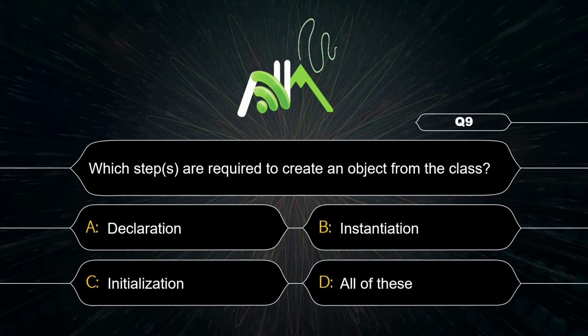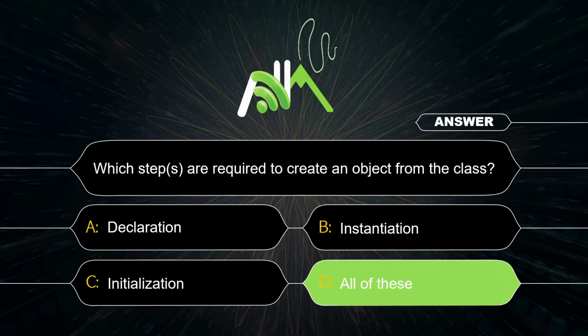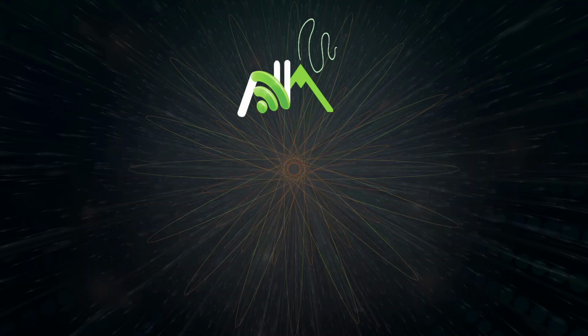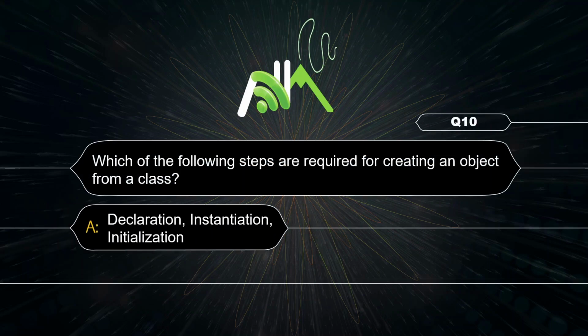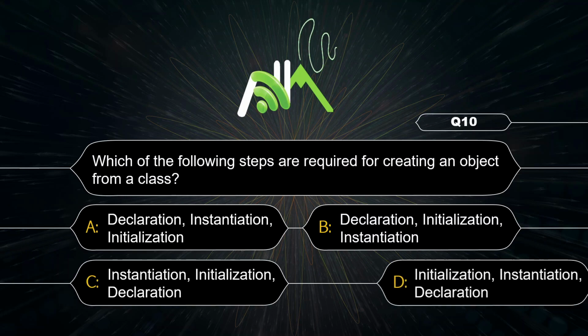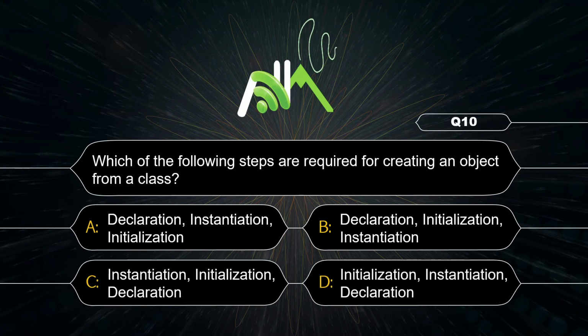What are the steps to create an object from the class? A. Declaration. Yes. B. Instantiation. Yes. C. Initialization. D. All of these. So the correct answer is D. Same question, and all four options are similar, only here the order of sequence matters a lot. So option A, the declaration, instantiation and initialization.